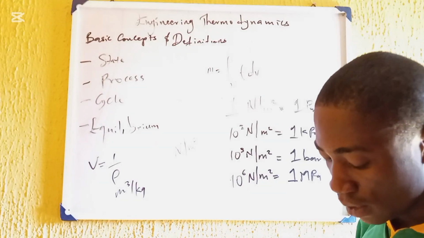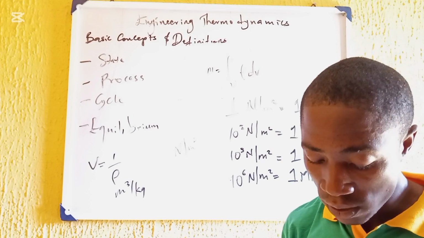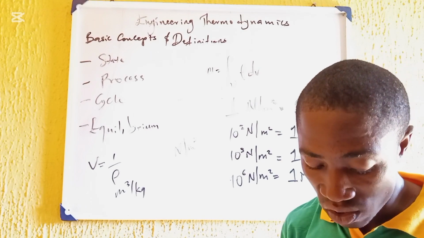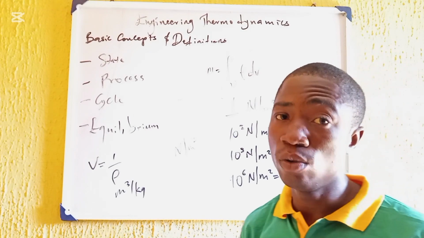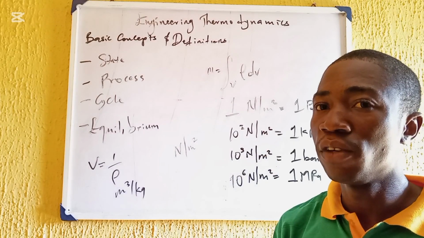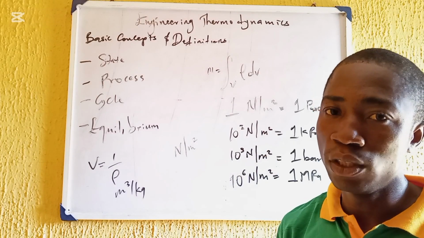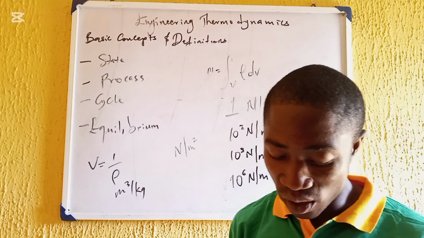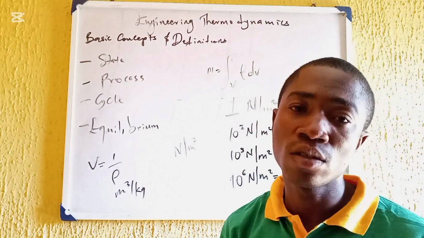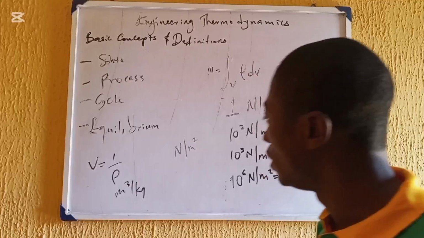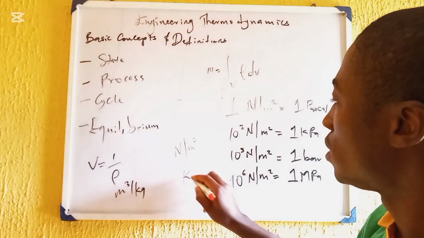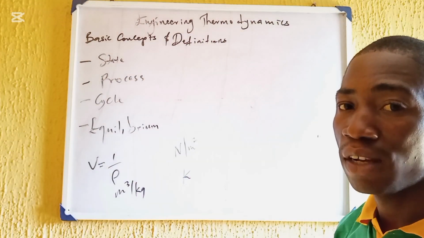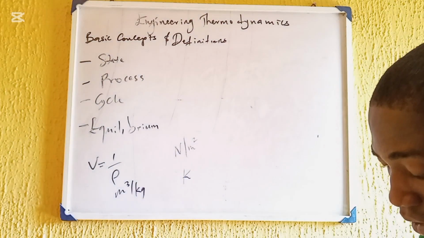Then the last one is temperature. This is the thermal state of a body which distinguishes a hot body from a cold body. So we're able to differentiate a hot body from a cold body with the temperature. So it is the thermal state of a body which distinguishes a hot body from a cold body. Then the SI unit is Kelvin, written as K. So temperature can be calculated or required in different units.